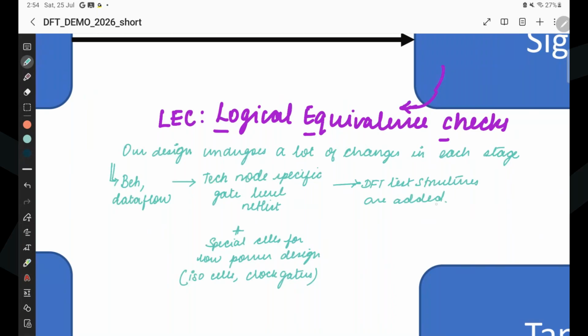Okay. So our design undergoes a lot of changes in each stage. First we had the behavioral and data flow level model code. That got converted into a technology node specific gate level netlist. Then certain special cells for low power design like isolation cells and clock gators will be added. And then DFT test structures are added.